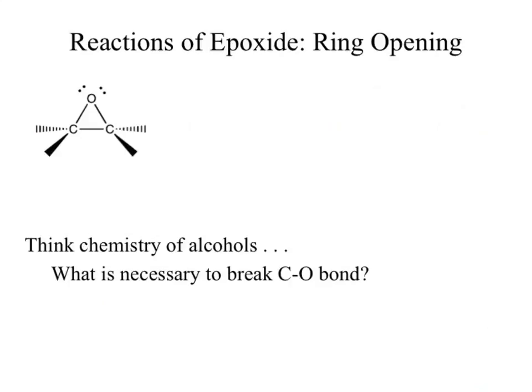Reactions of ring openings. This is probably the next most important part of this. So if we go back to our alcohols, what is necessary to break the carbon-oxygen bond? There are two big things that are important to break our carbon-oxygen bond in an alcohol. That holds true for our epoxides too.